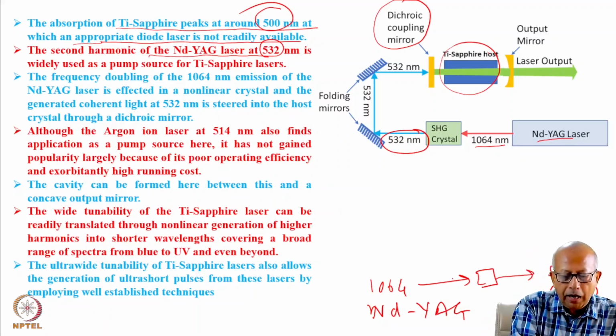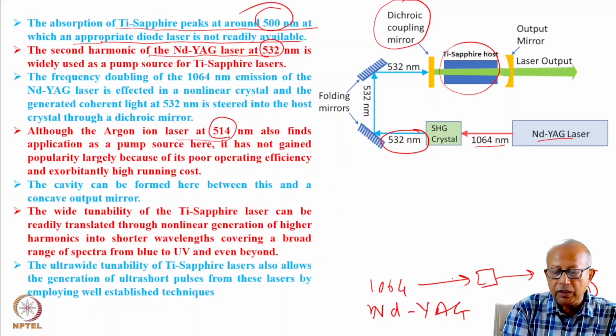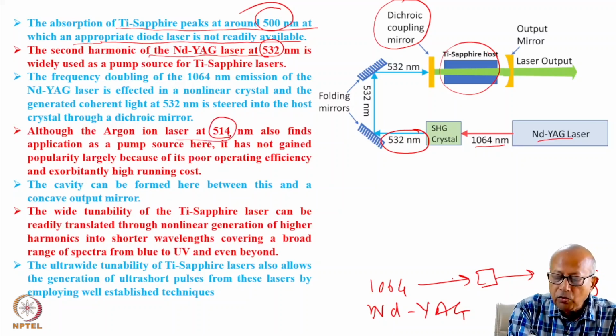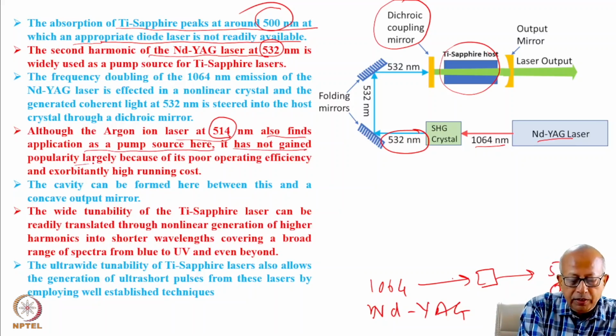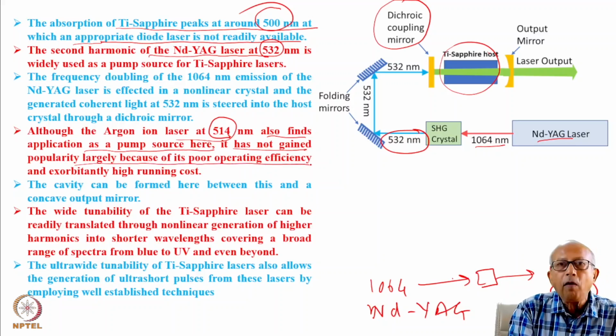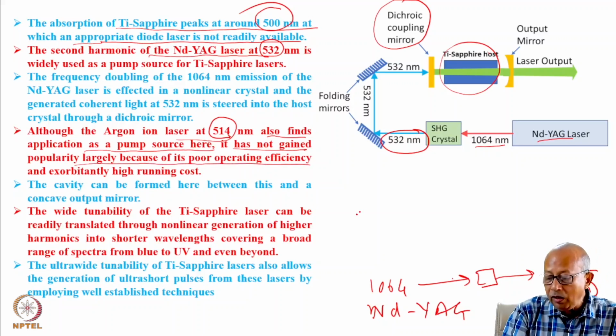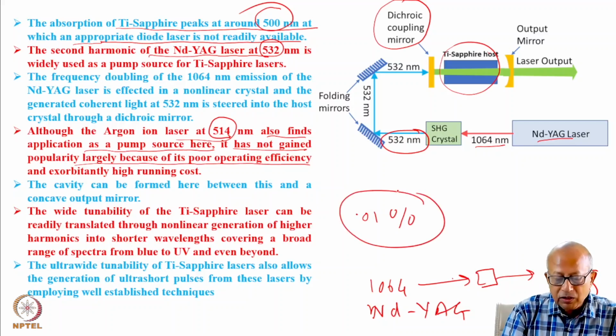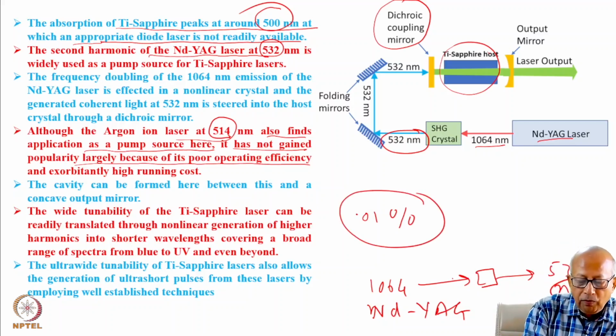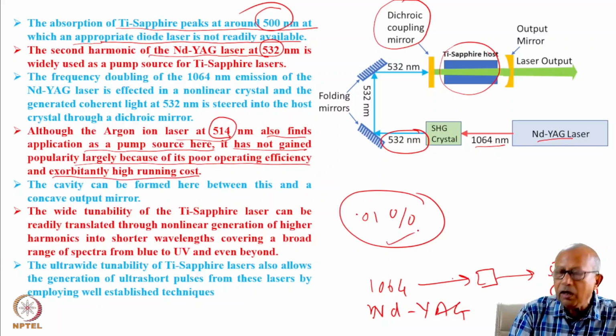Although the argon ion laser operates at 514 nanometer, as you have seen, this is also an efficient wavelength for pumping titanium sapphire. It also finds application as a pump source here, but it has not gained popularity, largely because of its poor operating efficiency. You know that the argon ion laser operates at about 0.01% efficiency, which is very, very small, and therefore it will have an exorbitantly high running cost because of its very low operating efficiency.